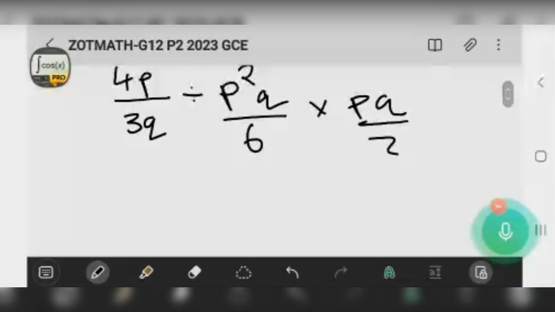All right, so BODMAS is going to work here. So we just have to deal with division first. When you see such a question, they want you to simplify, okay?